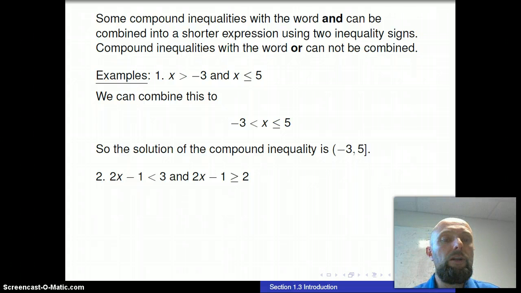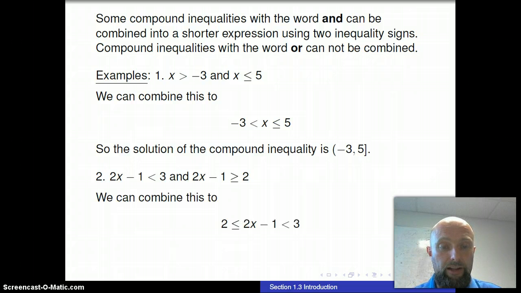Second example, 2x − 1 < 3 and 2x − 1 ≥ 2. Since these inequalities both deal with the quantity or the expression 2x − 1, we can combine them. We can combine this to 2 ≤ 2x − 1 < 3.